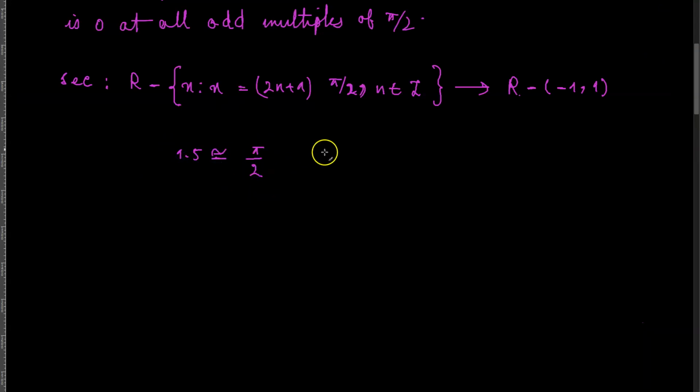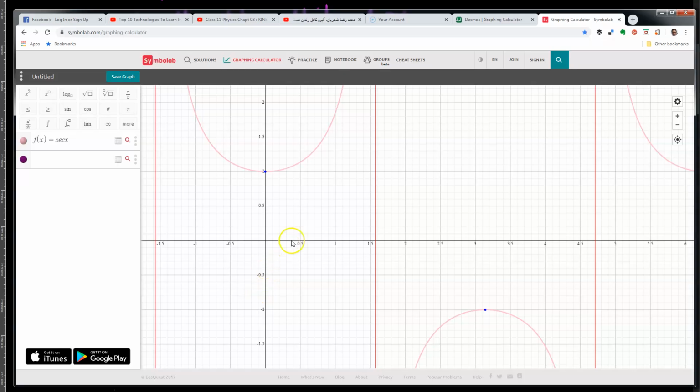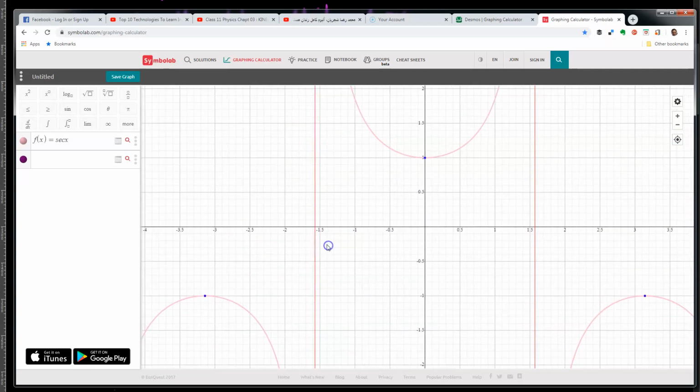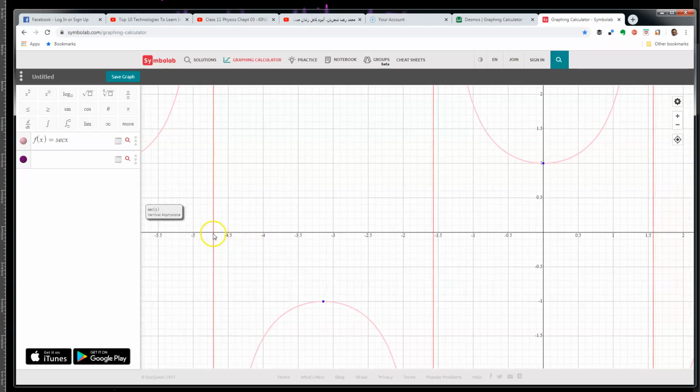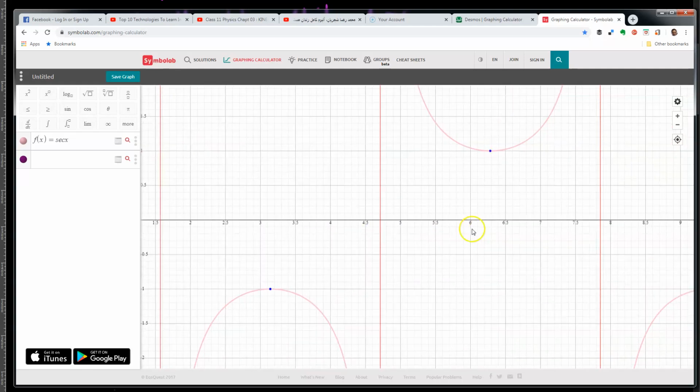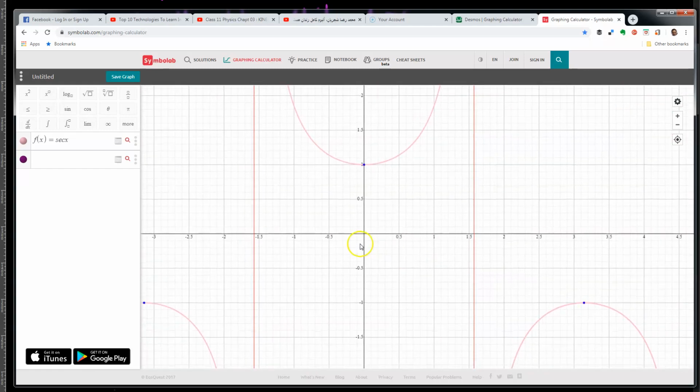Pi by 2 is the same thing as what? 3.14 divided by 2, you get something about 1.7. And what that means is that you get an asymptote at 1.7 or at positive pi by 2. You get an asymptote at negative pi by 2, and then negative 3 pi by 2, which is this asymptote here. Again, you have pi by 2 and basically 3 pi by 2, which is this asymptote here, and the same thing keeps happening over and over again, right? And these are the asymptotes that the function has.